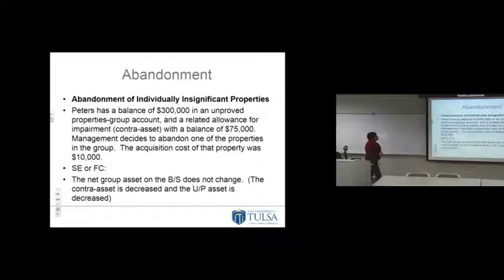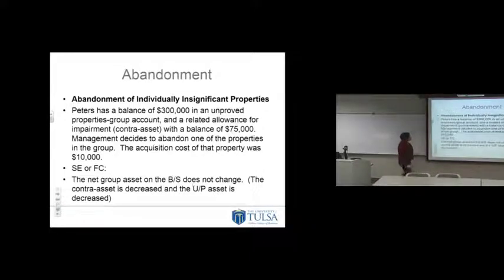Okay, so let's look at abandonment of individually insignificant or grouped property. So again, we have this $300,000 group of unproved properties, and we're going to say we have an allowance for impairment of $75,000, right? We set that up, or we brought it up to $75,000 in a few slides earlier. And we decide to abandon one of the properties in the group. Now, the group's still there. We're just abandoning one of the properties, right? The acquisition cost of that property was $10,000.